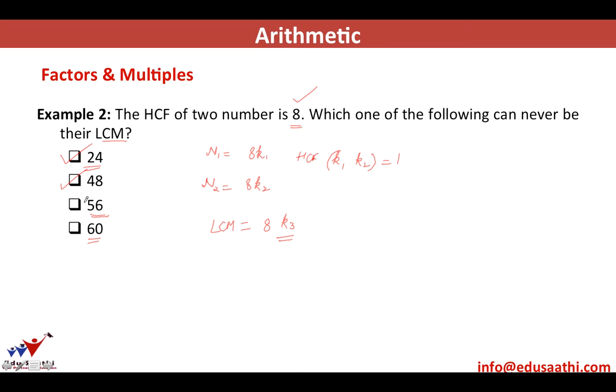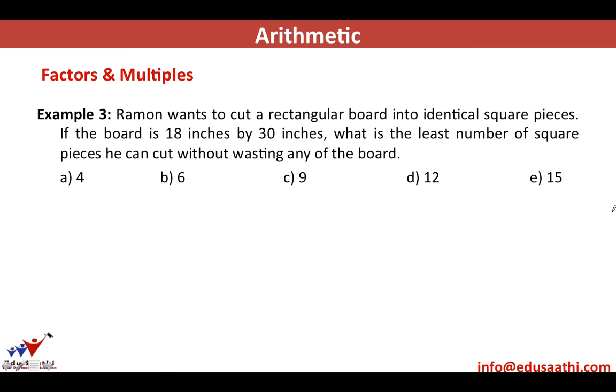So 56, if I look at it, yes, is a multiple of 8. And 60 is not a multiple of 8. So my answer to which of the following can never be their LCM: 60 I'll mark as my answer option, because 60 will never be the LCM that I will get. LCM has to always be a multiple of HCF. Very, very important thing.